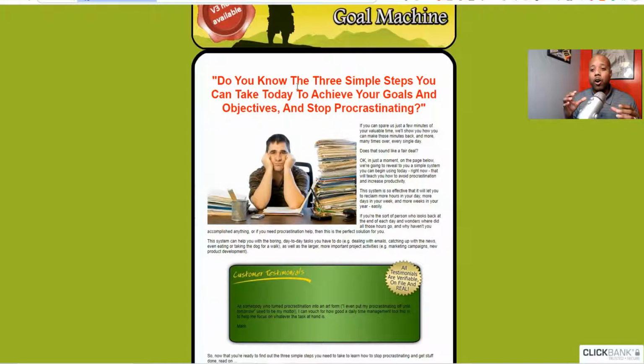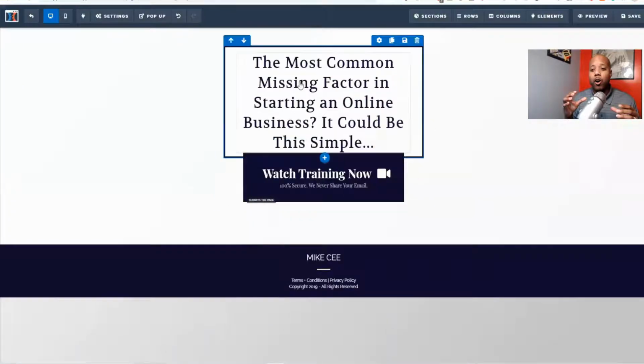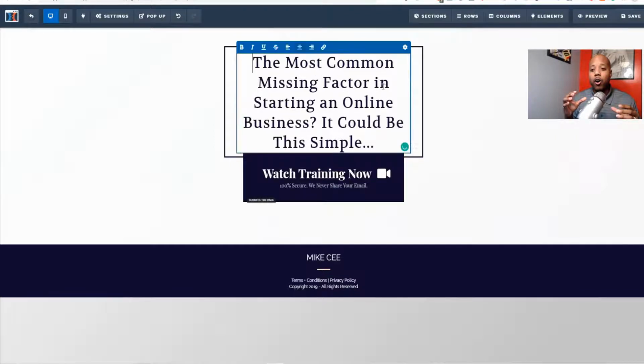So I'm actually going to reword this, guys, and I'm going to show you how you can create copy for your landing page. So right here it says, do you know the 3 simple steps you can take today to achieve your goals and objectives and stop procrastinating? So it says the most common missing factor in starting an online business, it could be this simple. So actually I'm going to change this around.